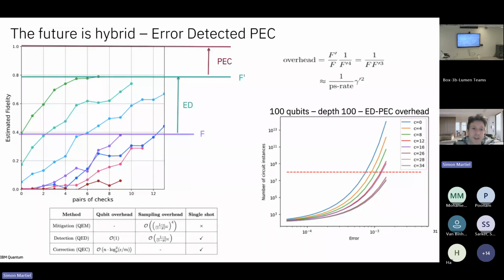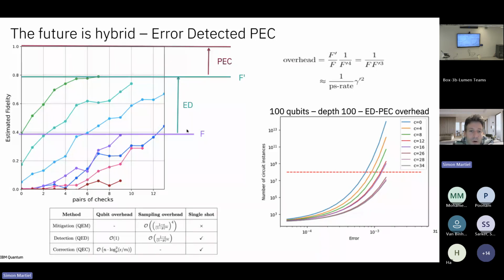The main issue, as I mentioned at the beginning, is that PEC comes with a scaling of 1 over the fidelity of your state to the 4, which is huge, and usually you can't scale the size of the experiment you can run too much. But the idea would be to consider this green curve here. We could start with the original fidelity, which is roughly 0.4, and use error detection to bring this fidelity up to some way better fidelity, say 0.8 here, and then close the final gap using PEC.